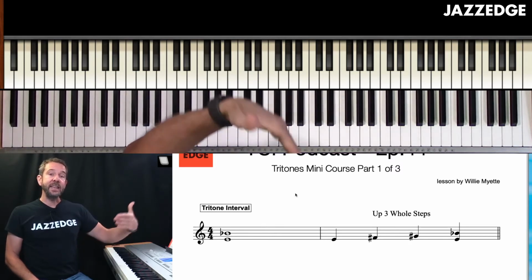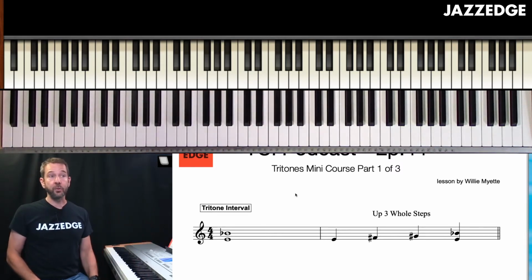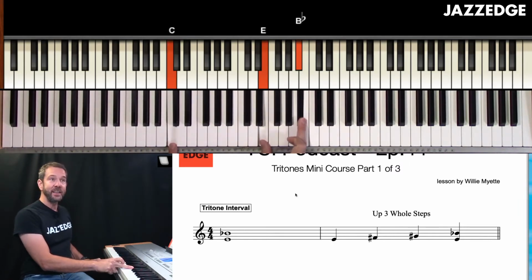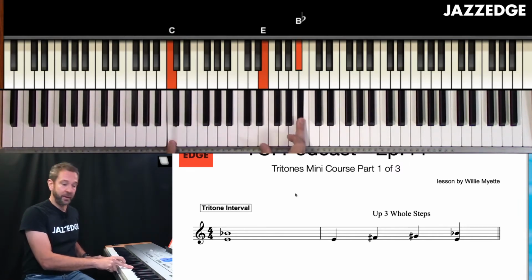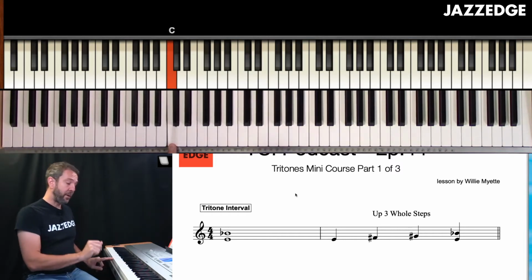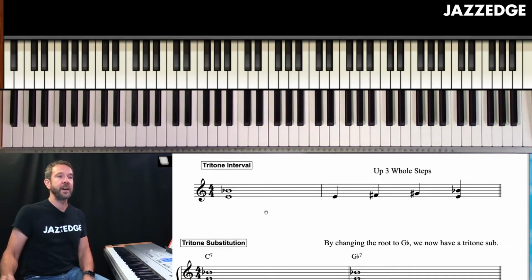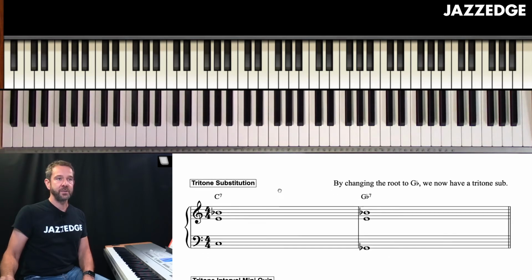You will find that interval within your chords. For instance, this chord right here, if I put a C underneath it, that would be a C7 chord. And you see that with the C7 chord, the 3rd and the 7th form the interval of a tritone. But bear in mind that that interval of a tritone is not a tritone substitution just yet. This is just the interval of a tritone. All right, so now let's move on and let's talk about our tritone substitution.